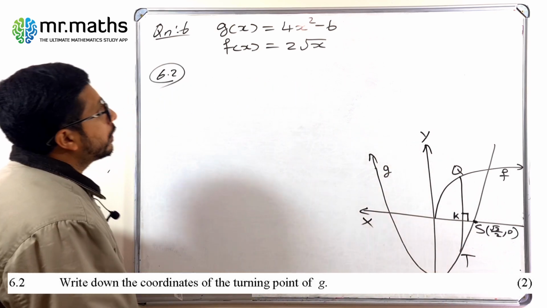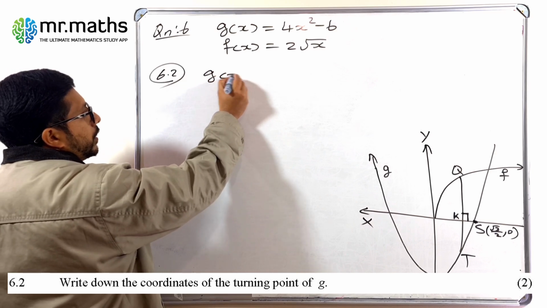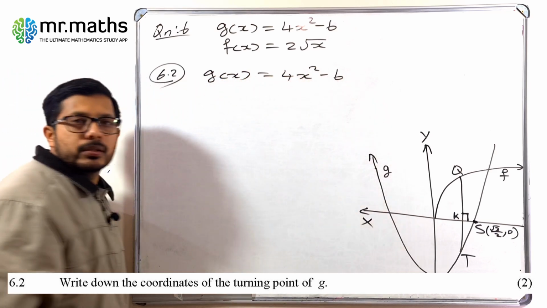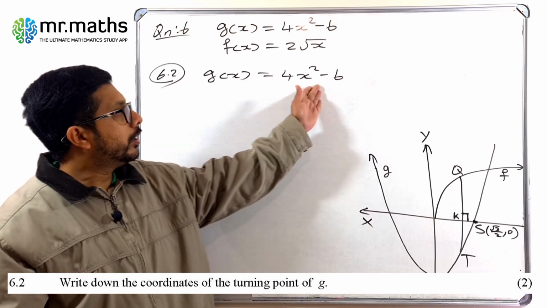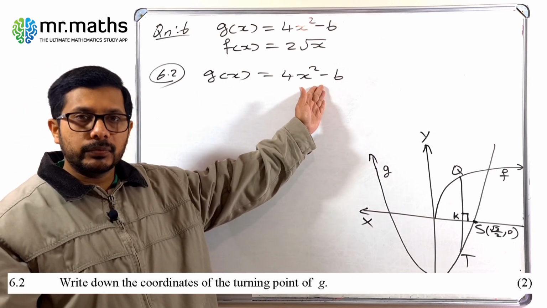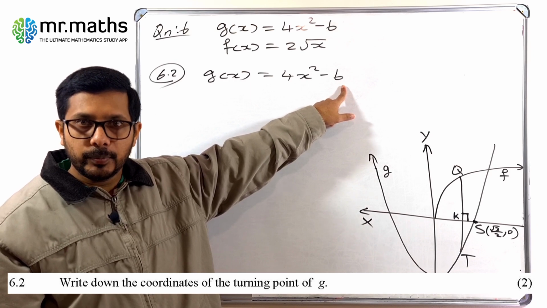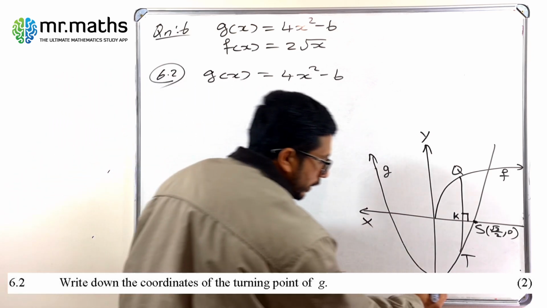So there, what is the equation of g of x? Let me write it once more: 4x square minus 6. So here in this equation of a parabola, or a quadratic function, what is this minus 6? That is the y-intercept. Am I right? Okay, so here this is the turning point.